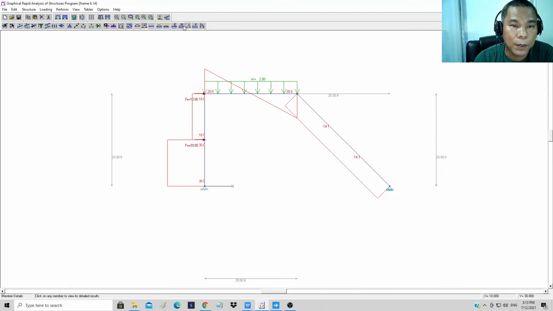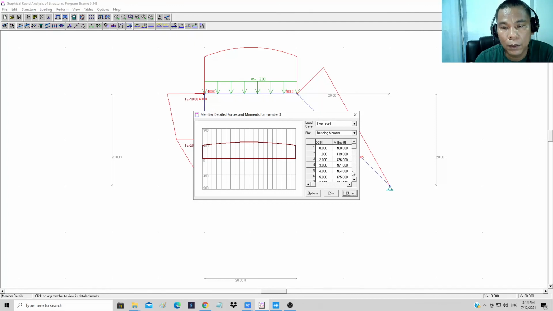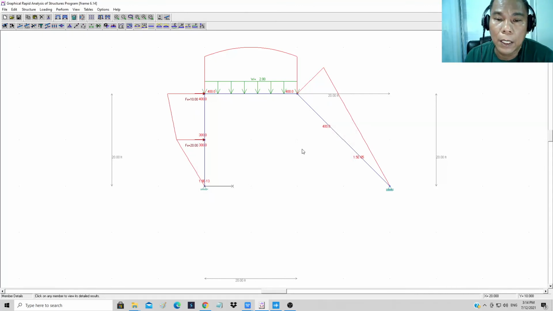Okay, for the moment, we can just draw that one. That is 300, 400. We have the same moment, and here 400. But for the maximum here, you can just click this one and look at the middle. At the middle, it's 10. The value is 500. So we have the same results as before in our example.